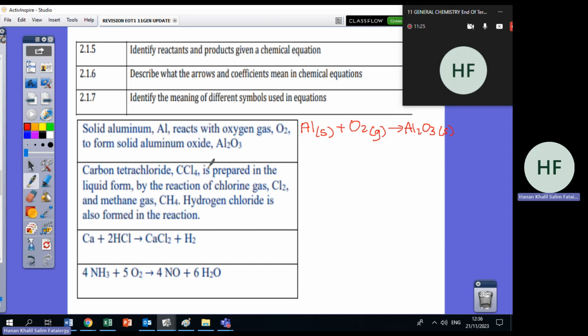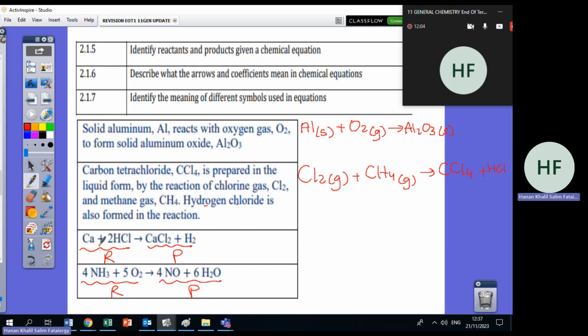Okay, now let's do this. Carbon tetrachloride, CCl4, is prepared in the liquid form by the reaction of chlorine gas, Cl2 gas, and methane gas, CH4 gas. I will make CCl4 and hydrogen chloride. Now this one is easy. What are the reactants? These are called the reactants, and these are called the products.